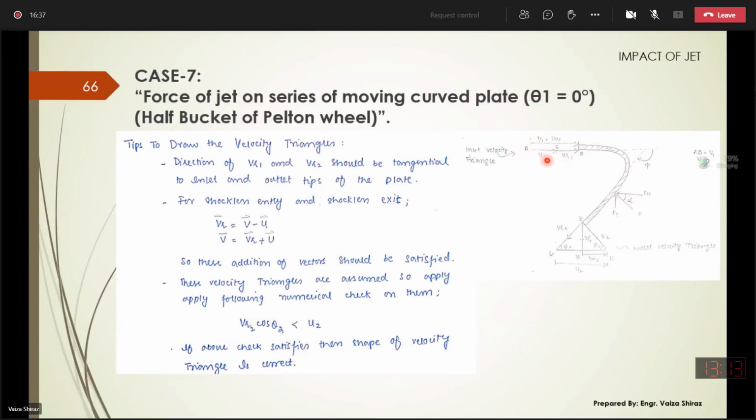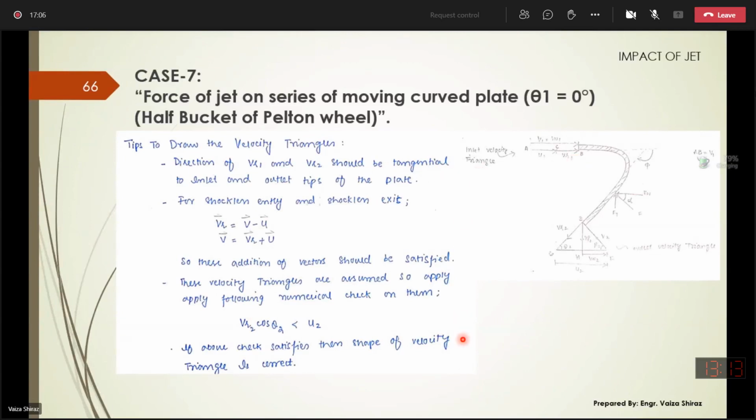Theta 1 is the angle of this VR1 with the horizontal. That is 0. What is beta 1 in this case? Beta 1 is the angle of V1 with the horizontal. So that is all 0 in this case. In this case, theta 1 and beta 1 both are 0. It means कि initially जिस एंगल से आपने अपने जेट को गाइड किया है वो भी 0 है और फाइनली वो 0 डिग्री पे ही एंटर हो रहा है इन द बकेट. Okay, so this is the general step to draw the triangle.